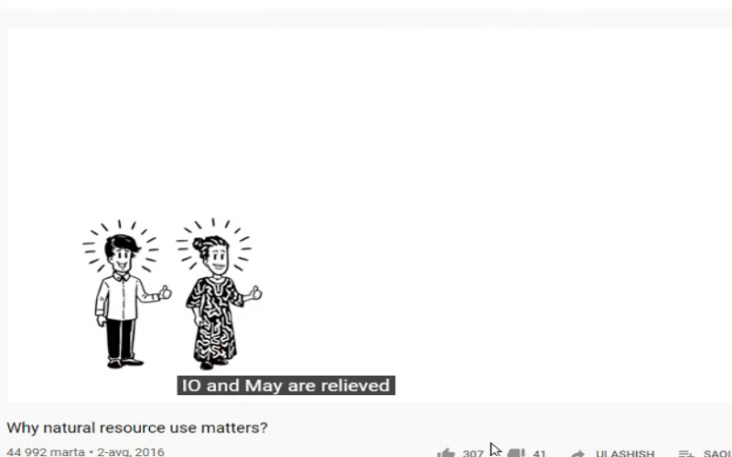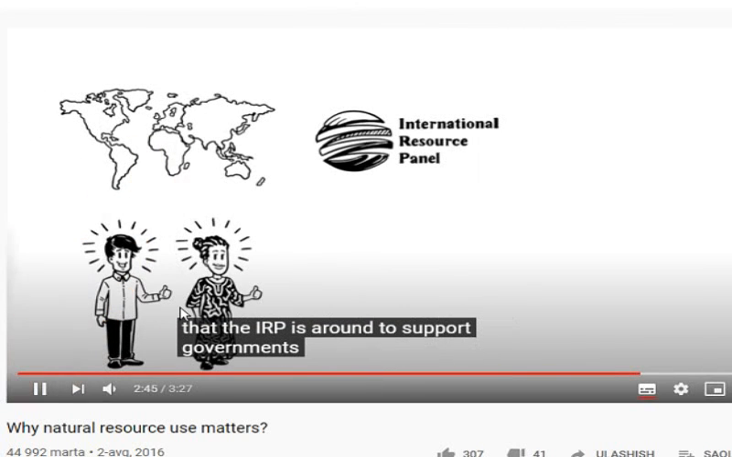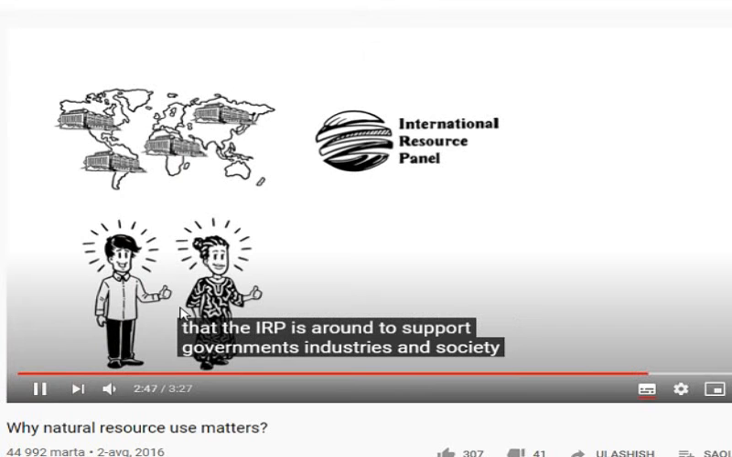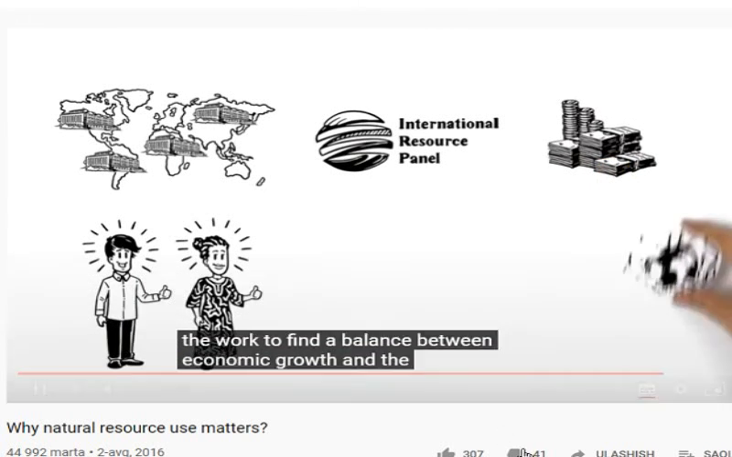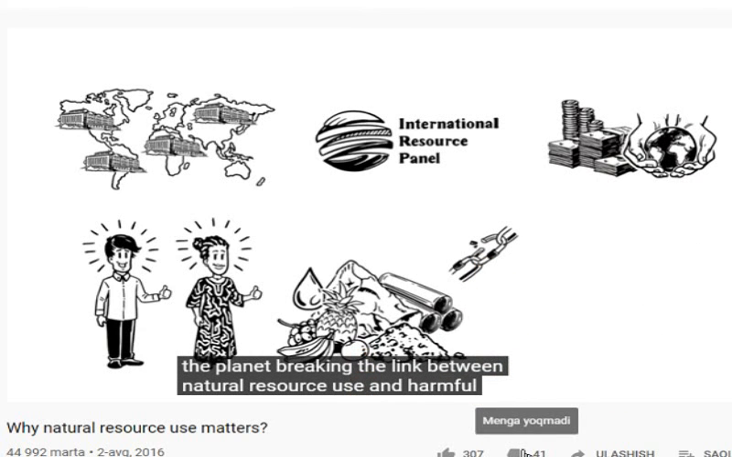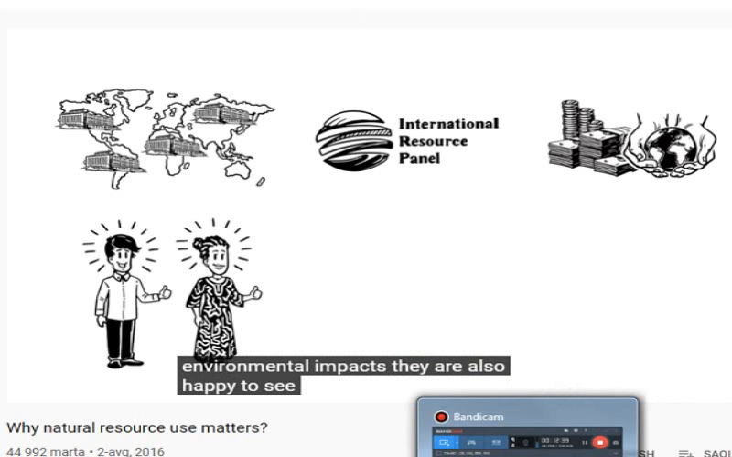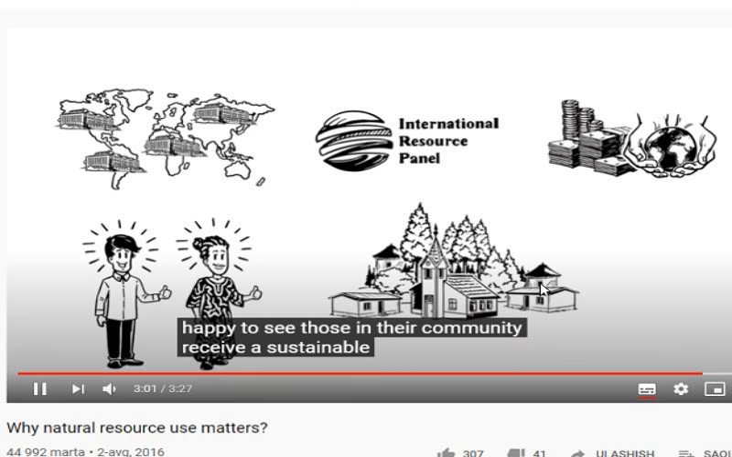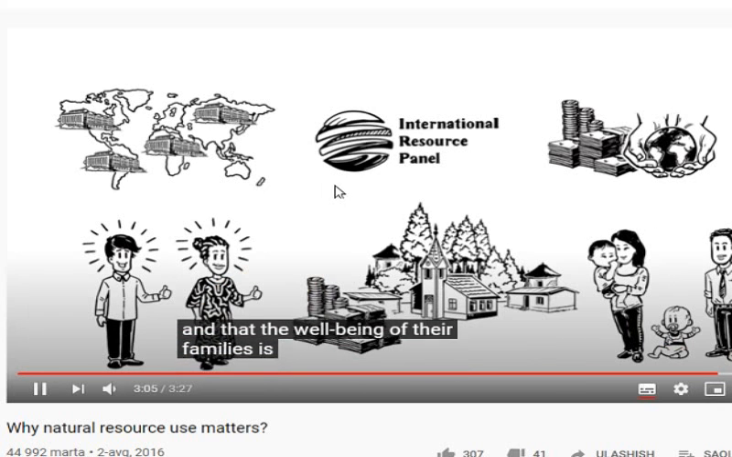Ayo and May are relieved. They are glad that the IRP is around to support governments, industries, and society as they work to find a balance between economic growth and the well-being of the planet, breaking the link between natural resource use and harmful environmental impacts. They are also happy to see those in their community receive a sustainable source of income and that the well-being of their families is ensured.